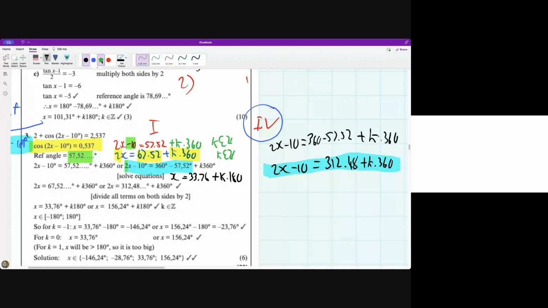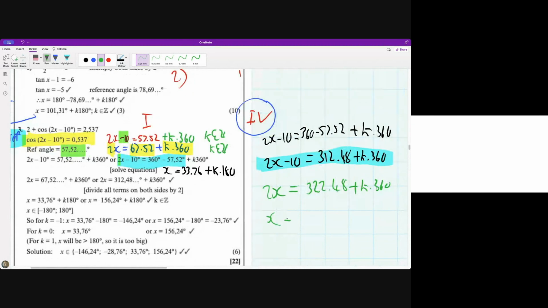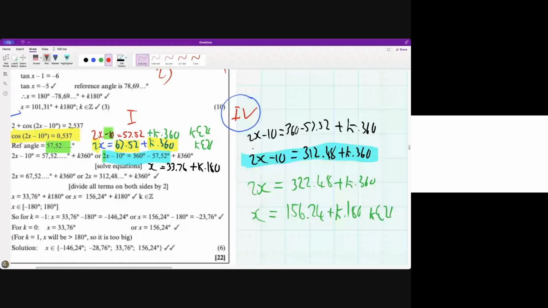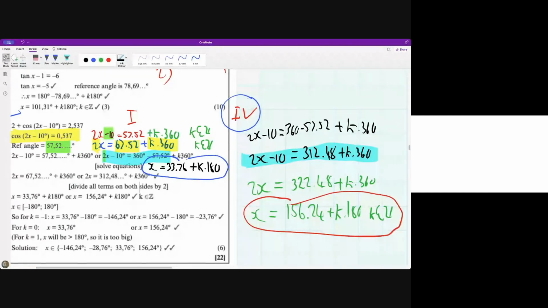And now what I need to do is I take the 10s to the other side. So I get 2x is equal to 322.48 plus k times 360. There should also be that k that comes down. And then I'm going to divide both sides by 2, and I'm going to get 156.24 plus k times 180. Okay, now I have my 2 solutions. That is my quadrant 4 solution. This was my quadrant 1 solution. Everyone, give me a thumbs up if you followed the 2 solutions there.